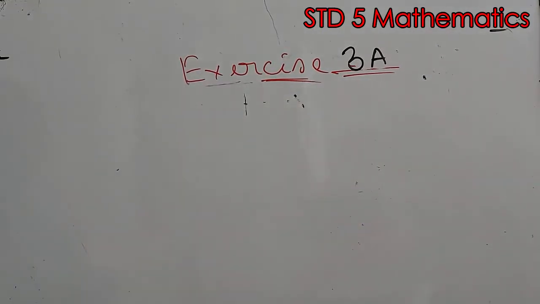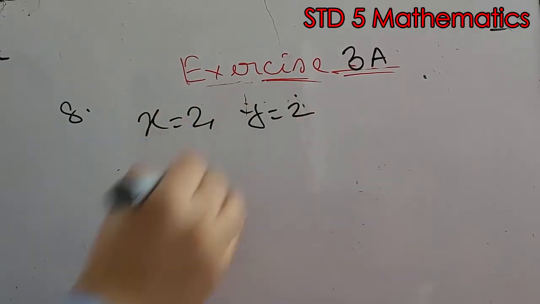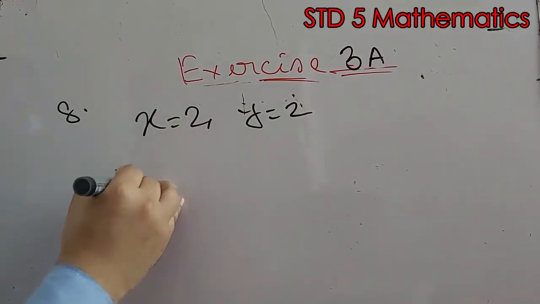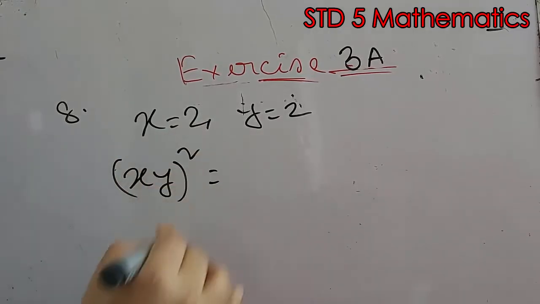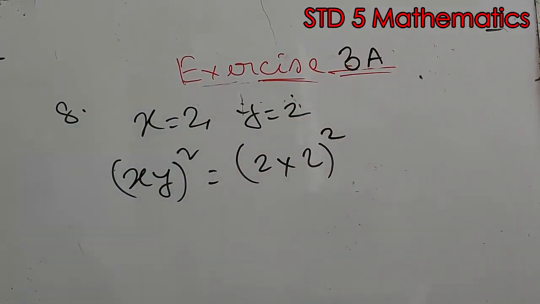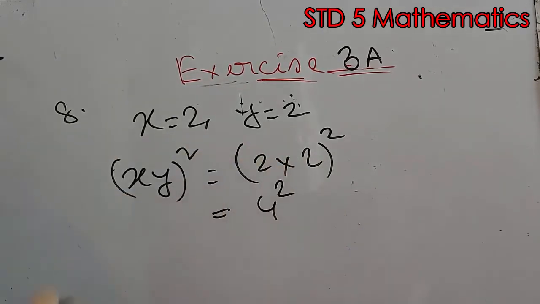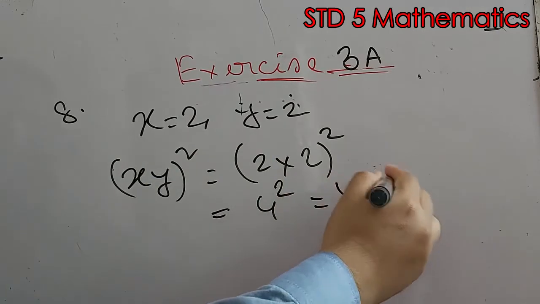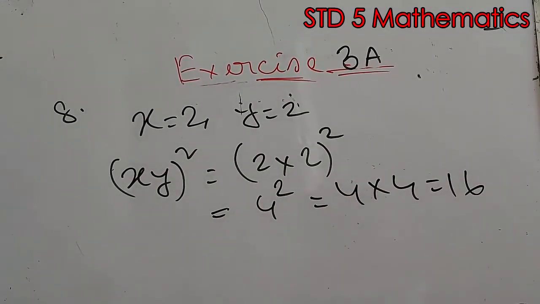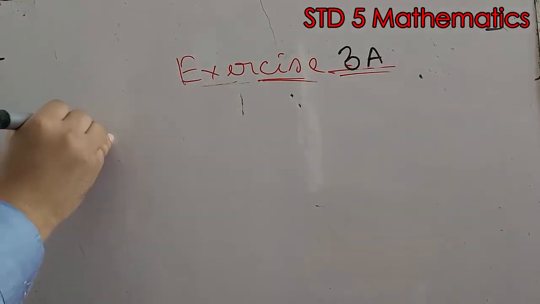Now, number 8 says, find the value of x y square when x equals 2, y equals 2. Find the value of x y square. Here, x equals 2, y equals 2, and the power here is 2. So here, 2 into 2, that is 4. 4 to the power 2 or 4 squared, that means 4 into 4, that means 16. So 16 will be the answer of number 8. Very simple one.